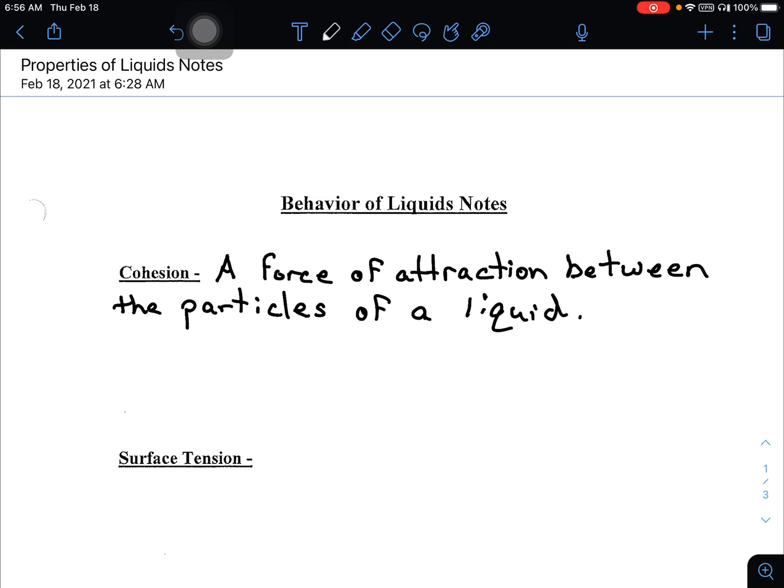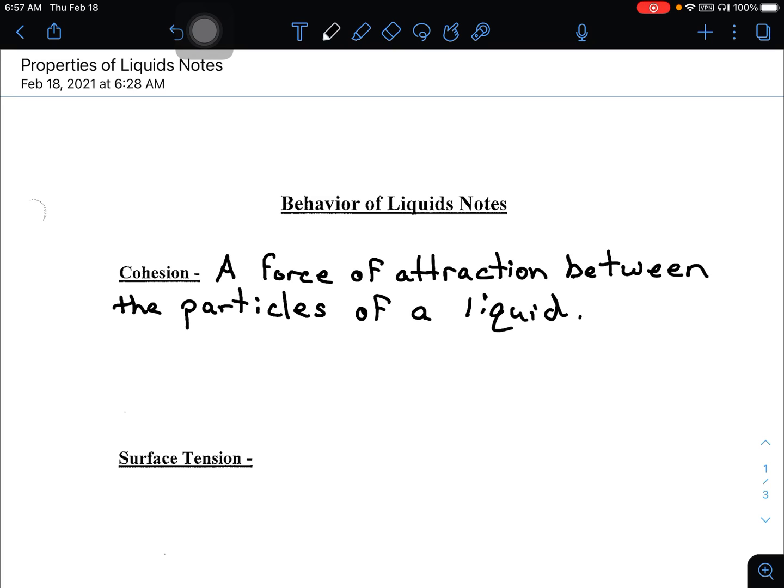I probably should have mentioned, if you have the ability to print this behavior of liquids notes sheet out and have a hard copy of it, that would be better than doing it in Notability on your iPads, because I do want you eventually, and we'll do this tomorrow if we have to, to have a hard copy of these notes in your binders. So if you can print it out and write on those as we do it, that would be the best thing to do. If you can only do it in Notability, then so be it. We can take care of that later. Anyhow, back to liquids.